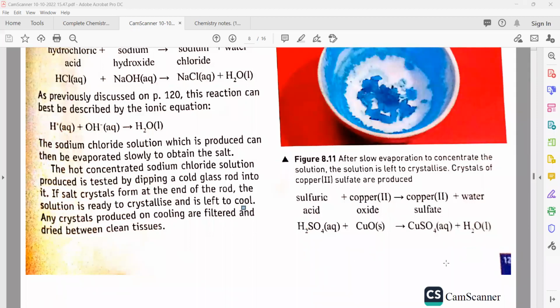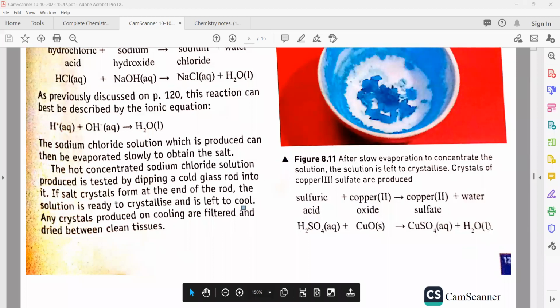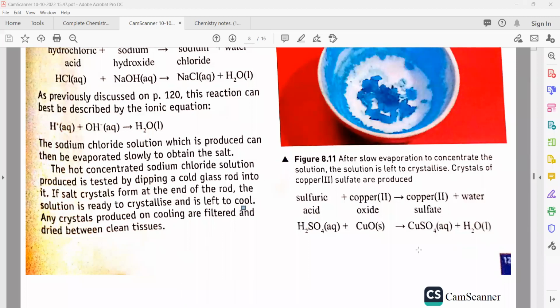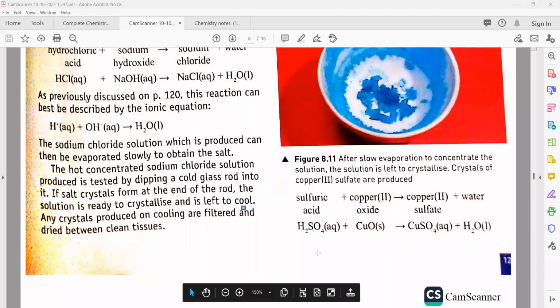What is the state of water? Liquid, H2O, l. This is l, liquid. aq is aqueous, s is for solid, okay? g is for gas. These are all the state symbols.